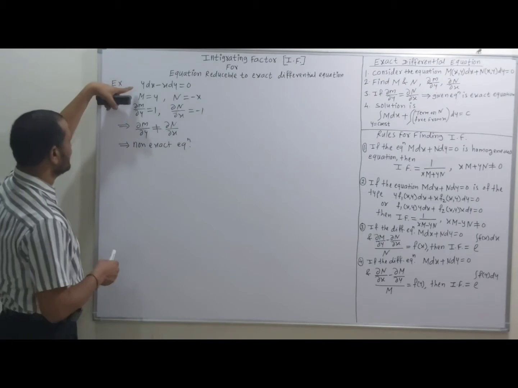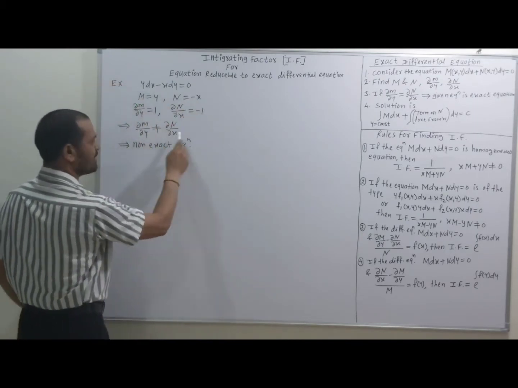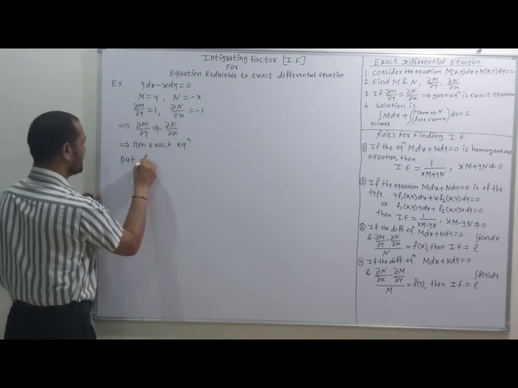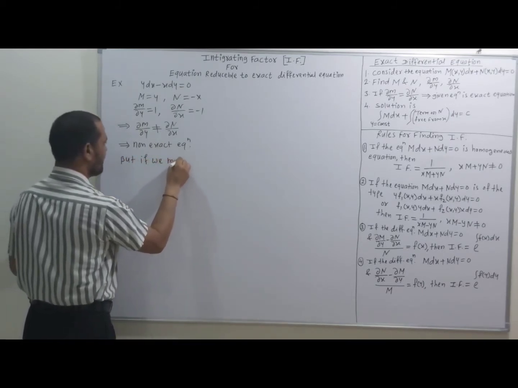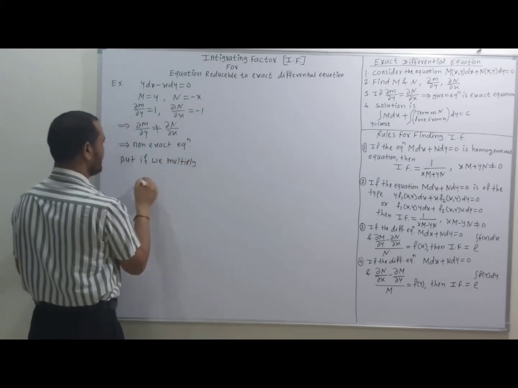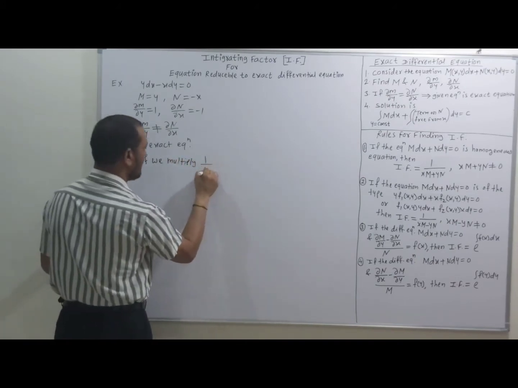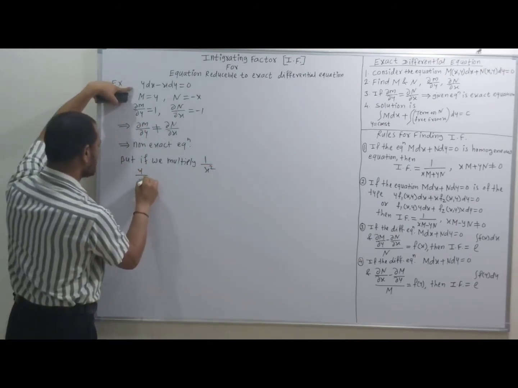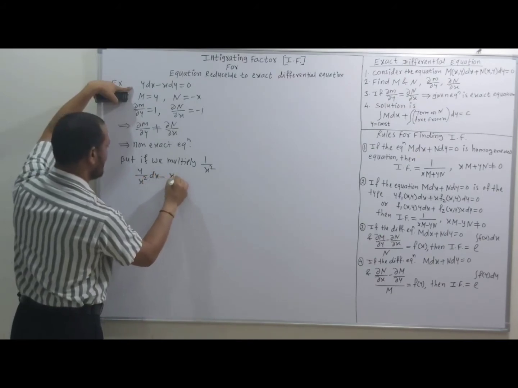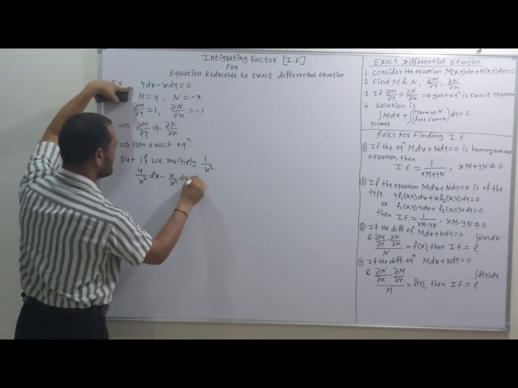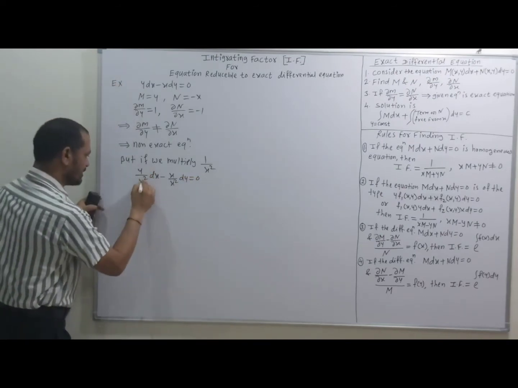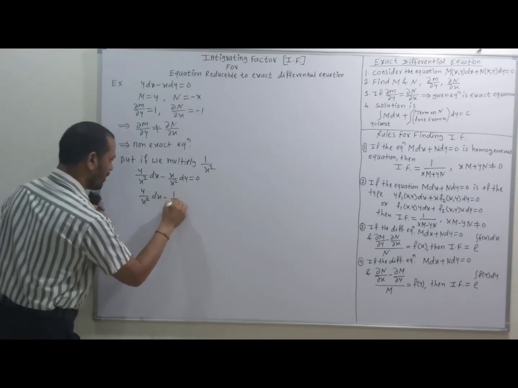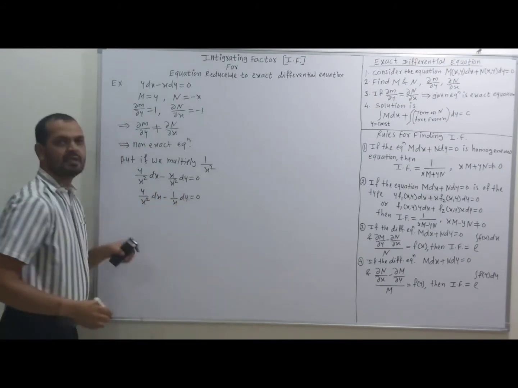So for example, this equation is non-exact, but if we multiply this equation by 1 upon x square, then what happens? This becomes y upon x square dx minus x upon x square dy is equal to 0. So this equation remains, y upon x square dx minus 1 upon x dy equal to 0.